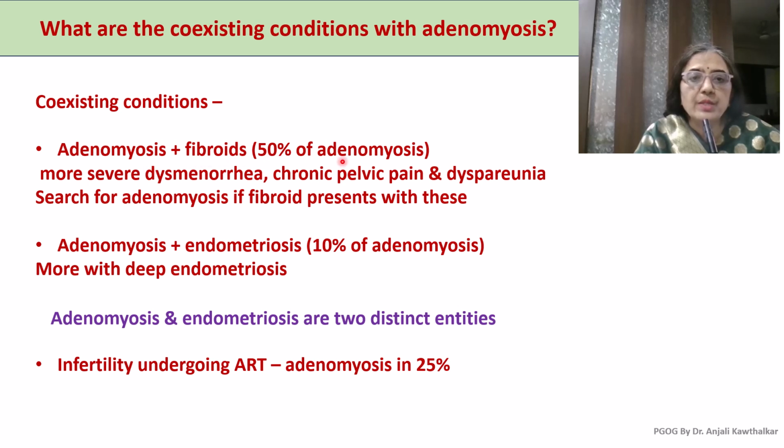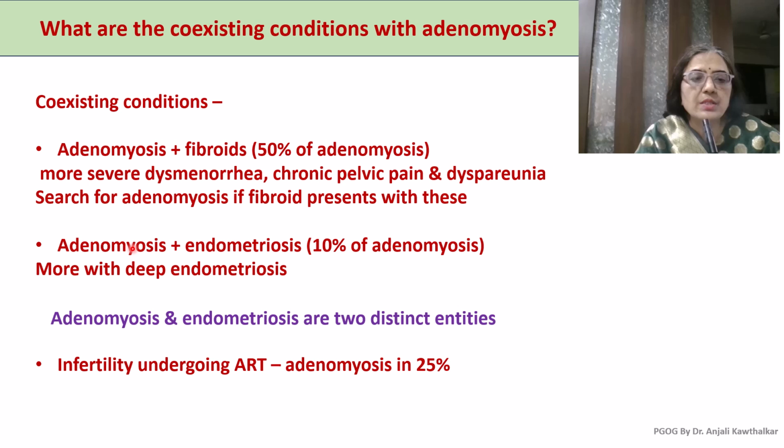In 50% of cases of adenomyosis, there is a presence of leiomyoma. Whenever there is a combination of adenomyosis and leiomyoma, it leads to more severe dysmenorrhea, severe chronic pelvic pain, and severe dyspareunia. So whenever a patient with fibroid uterus presents with severe dysmenorrhea, chronic pelvic pain, or dyspareunia, it is an indication to search for adenomyosis.